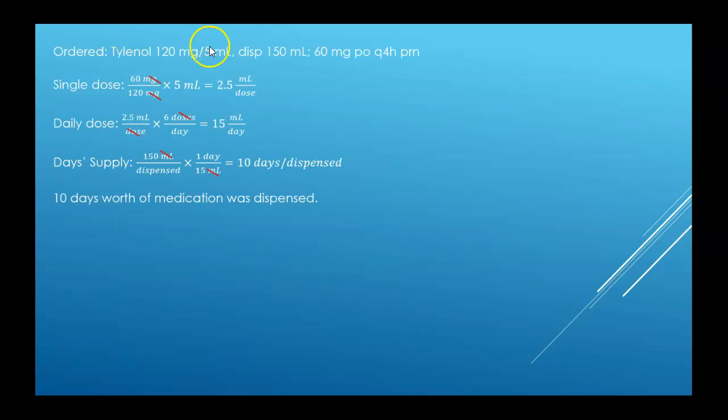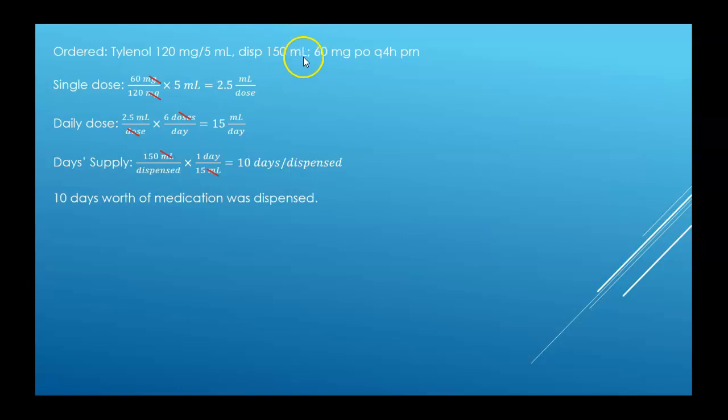Ordered Tylenol, 120 milligrams per 5 milliliters. We dispensed a bottle that is 150 milliliters. The order is 60 milligrams by mouth every 4 hours as needed. So the dose is 60 milligrams, and our concentration is 120 milligrams per 5 milliliters. So that's 2.5 milliliters per dose. Every 4 hours is 6 doses per day. So 2.5 milliliters per dose, 6 doses in a day, that's 15 milliliters per day.